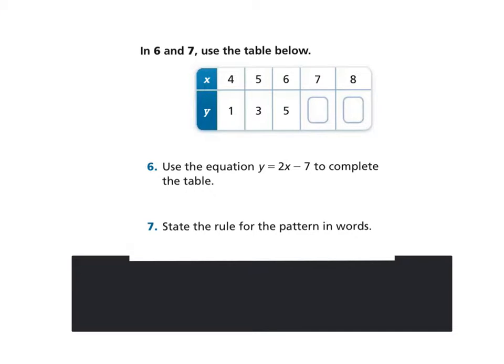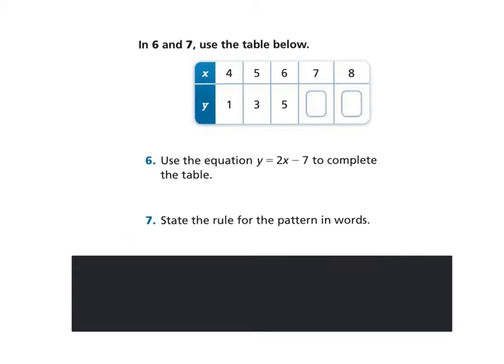On 6 and 7, they want us to use this table. So they're asking us to use the equation y equals 2x minus 7 to complete the table. Okay, so it's not just a simple calculation this time, but they're telling us the equation that we're supposed to use. So don't just say, oh, it went from 4 to 1, they must be subtracting 3. Or it went from 4 to 1, they must be dividing by 4. It's not that. It's 2x minus 7. They are telling us that on number 6.